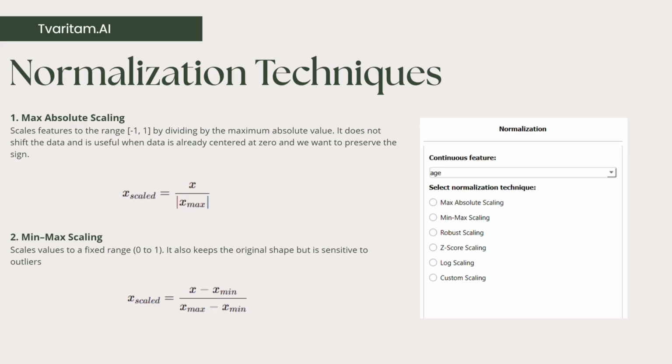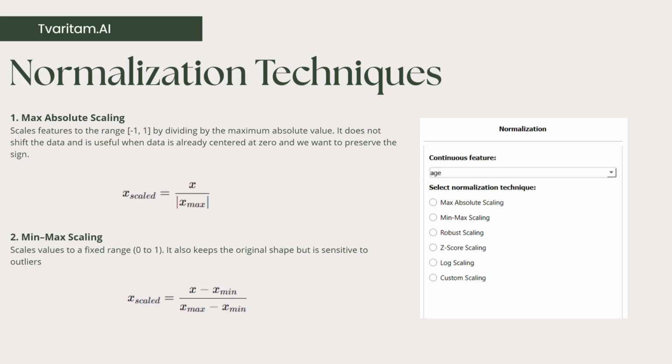When we have data that lies within a fixed range, another technique is often used, which is min-max scaling. In min-max scaling, it rescales values to a fixed range between 0 and 1. It works by subtracting the minimum value from each observation and then dividing by the range, which is the difference between the maximum and the minimum values. So the formula is value minus minimum value divided by maximum minus minimum.